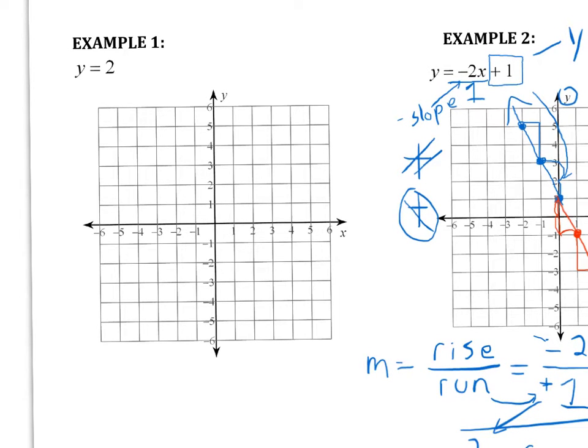Y equals 2. You should notice something a little bit different about this one. What you should notice is that it doesn't have an x with it. No x. And we know that the number in front of x is always our slope, right?